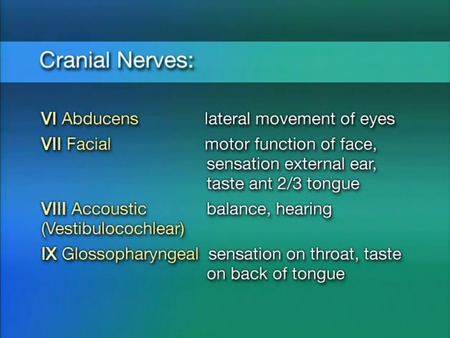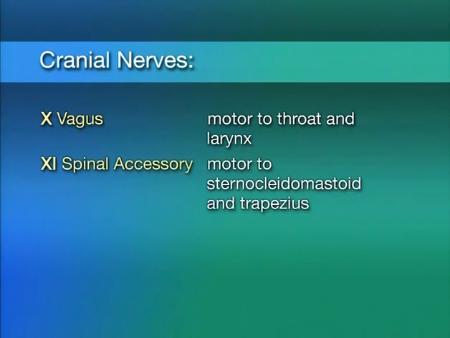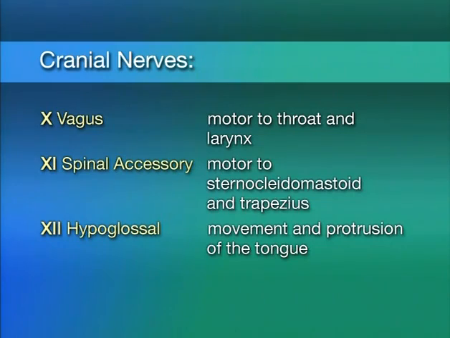The glossopharyngeal nerve controls sensation in the throat as well as taste on the back of your tongue. The vagus nerve controls the muscles of your throat and larynx. The spinal accessory nerve controls your sternocleidomastoid muscle and your trapezius. The hypoglossal nerve controls the movement of your tongue.